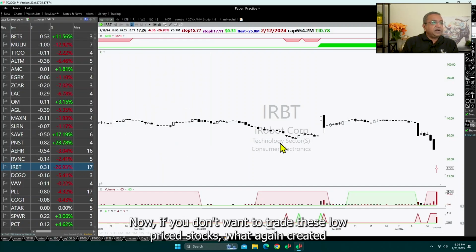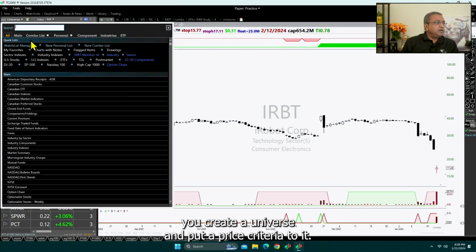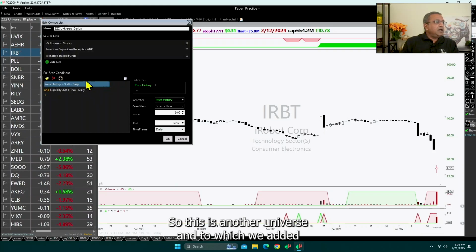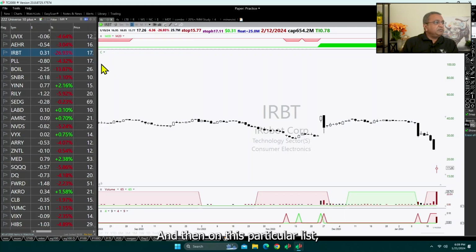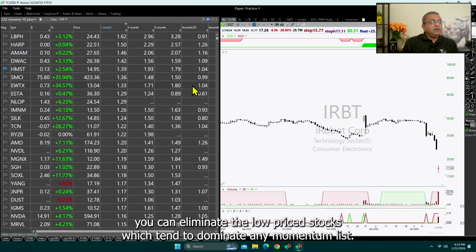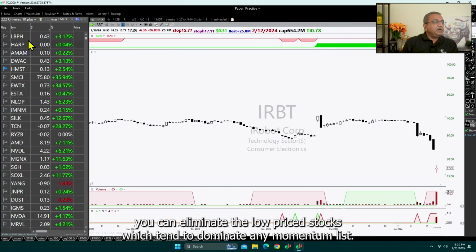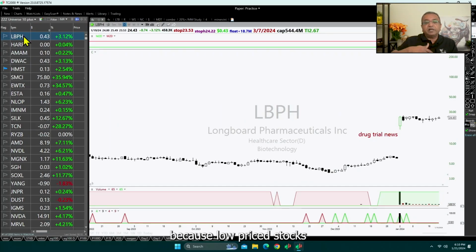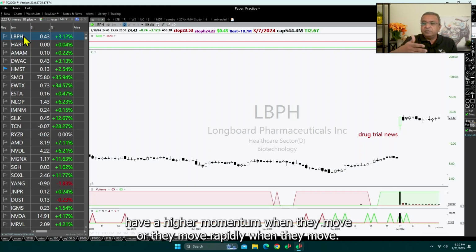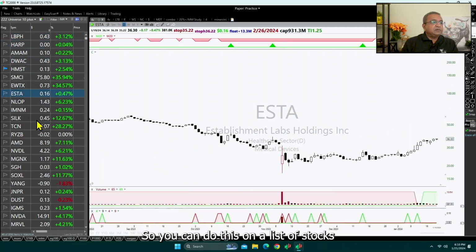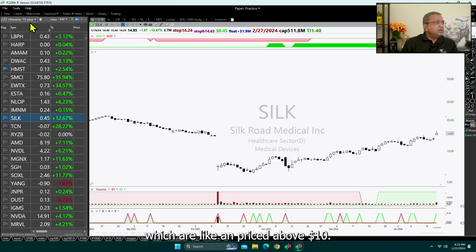Now if you don't want to trade these low price stocks, you create a universe and put a price criteria on it. So this is another universe, to which we added a criteria saying price should be above $10. And then on this particular list, when we use this 1 month, 3 months momentum, you can eliminate the low price stocks which tend to dominate any momentum list. Any momentum list tends to be dominated by low price stocks, because they move rapidly when they move. So you can do this on a list of stocks priced above $10.